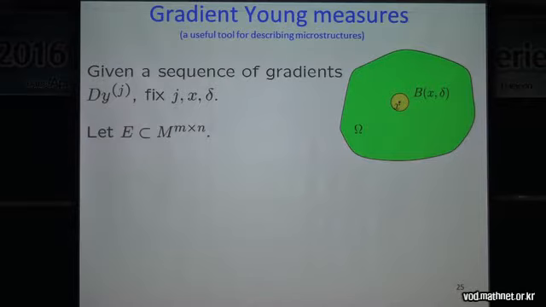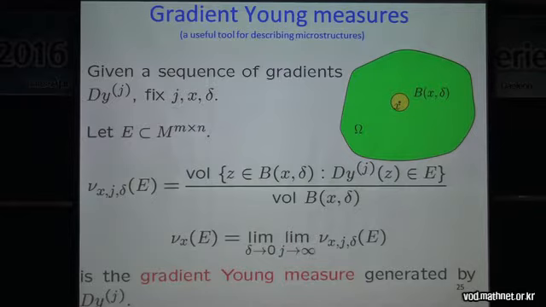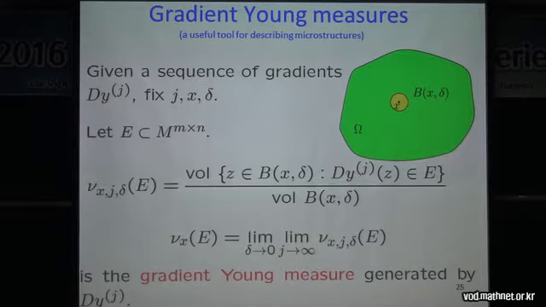Well, that's the volume of the set of points in the ball such that the gradient lies in E, divided by the volume of the ball. Okay, so that gives you a probability measure on matrices parameterized by x, j, and delta. Then you first of all let j go to infinity. So if this is oscillating faster and faster with j, those oscillations will be smeared out across this ball. And then you let delta go to zero. So that localizes things at x.